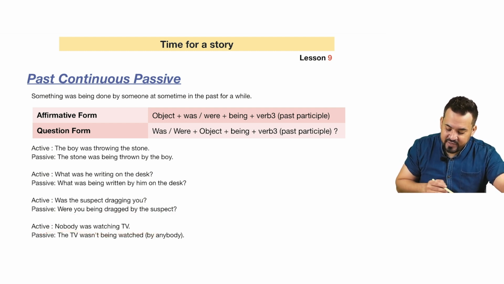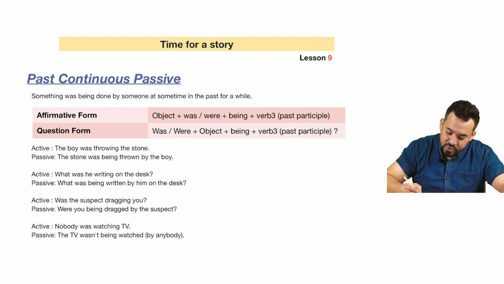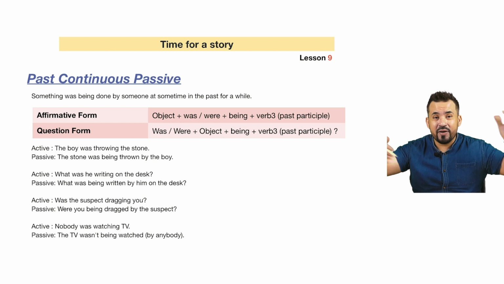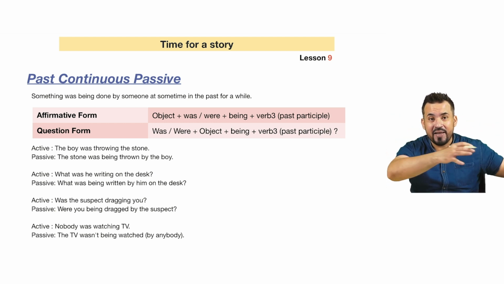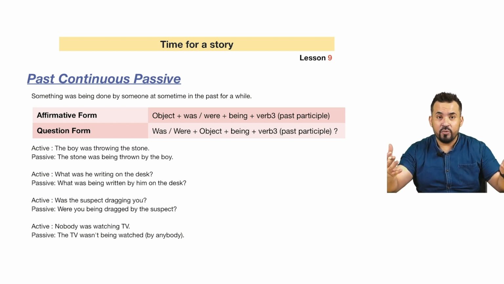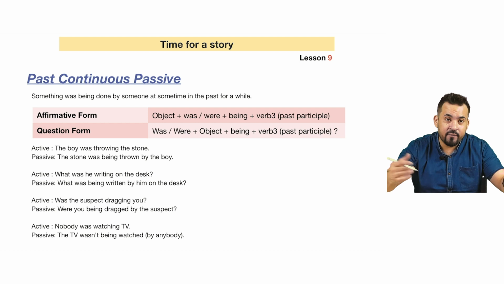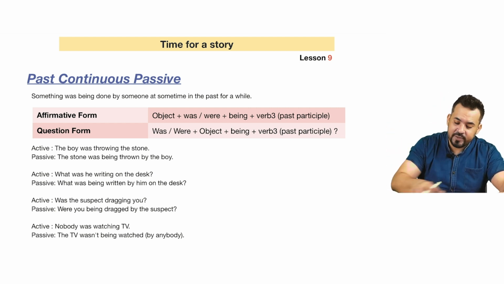Nobody was watching TV. The TV wasn't being watched by anybody. We can also say anyone. Notice how we put it in brackets because it's not important. In the passive voice, we don't care who did the action. We only care about the action that was being done or that was done. Who did it doesn't matter. That's why we use the passive voice. If we care about who did the action, then we will use the active voice because we want to put the emphasis on the subject.